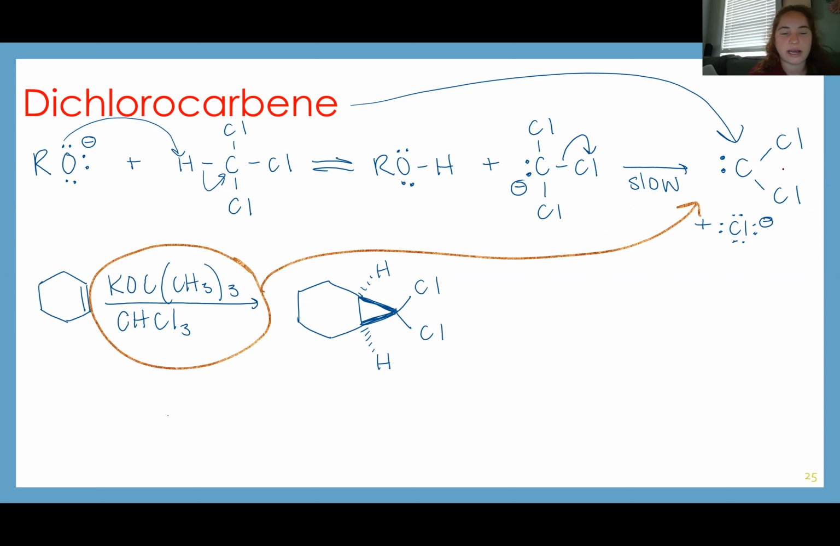So this is potassium t-butoxide with chloroform. And this is the way this type of problem is usually written out. You have your alkene, it says potassium t-butoxide and chloroform. You are expected to know that those conditions give you the dichlorocarbene. This is another one where flashcarding would not hurt the situation.